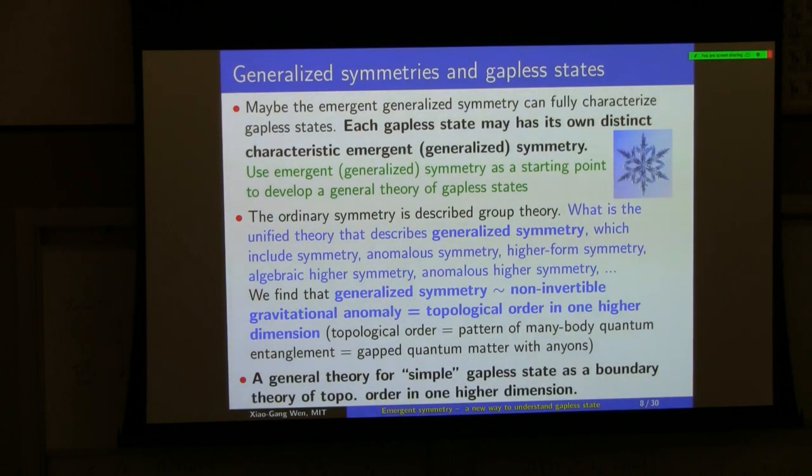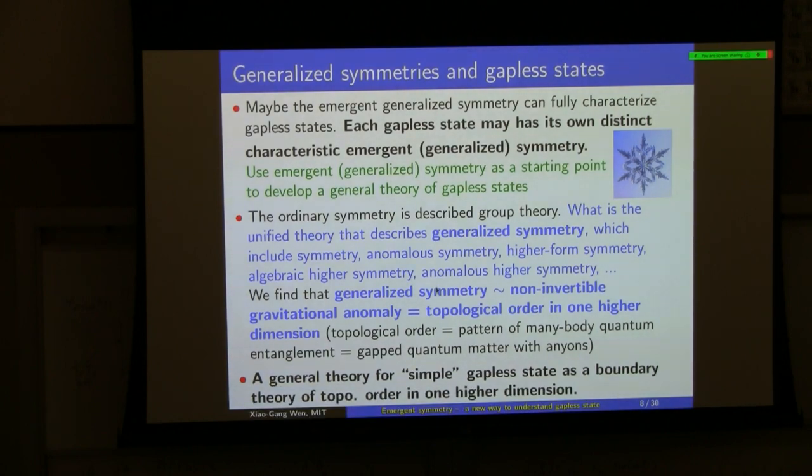But anyway, I feel that it doesn't hurt to use this idea as a guiding principle to do research. Hopefully this works, and we use this as a starting point to develop a general theory for gapless states. So that is the motivation for this kind of study. But to really push this idea forward, one needs a unified theory for generalized symmetry. Because you can see the symmetry can be described by a group, a higher group, they can be anomalous, or maybe even beyond a higher group, so it's a mess.